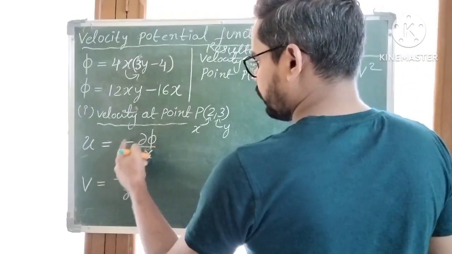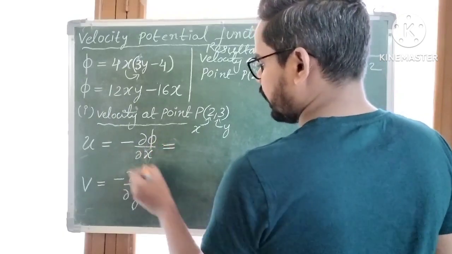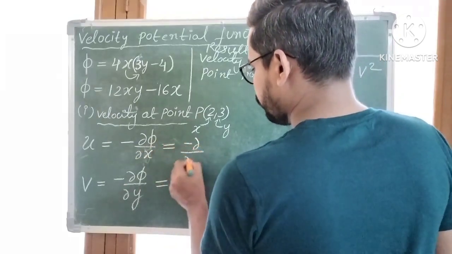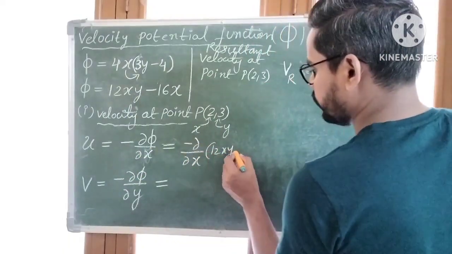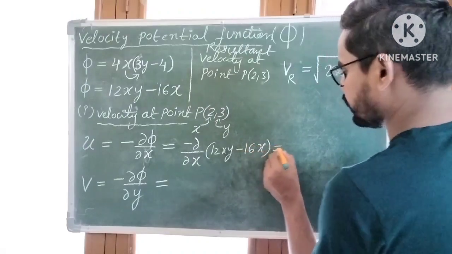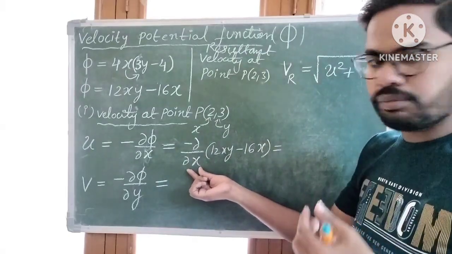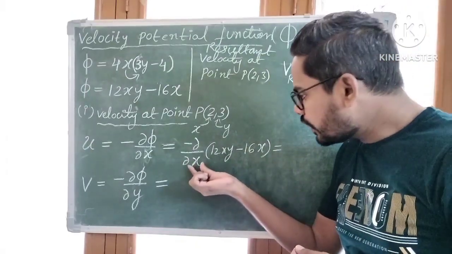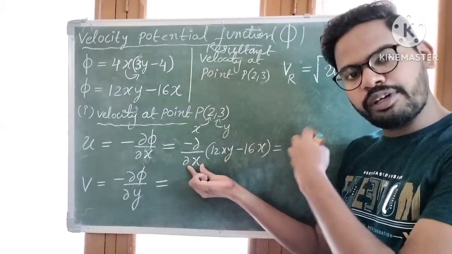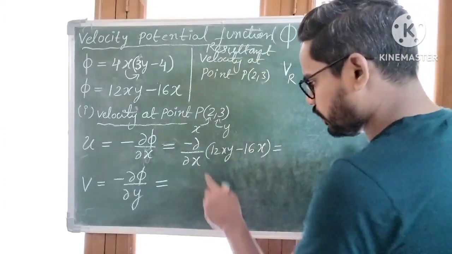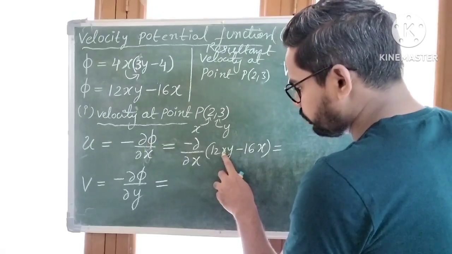So here u is equal to minus dou phi by dou x. Let us calculate this. So minus dou by dou x of phi, where phi is equal to 12xy minus 16x. Here we are doing partial differentiation with respect to x. So x is the independent variable, and other than x, all remaining terms are constant terms. Here we have 12xy. Here x is variable and the remaining is constant.